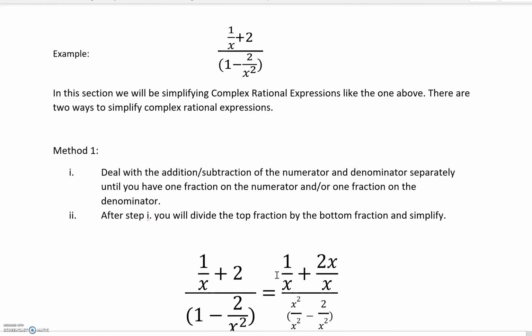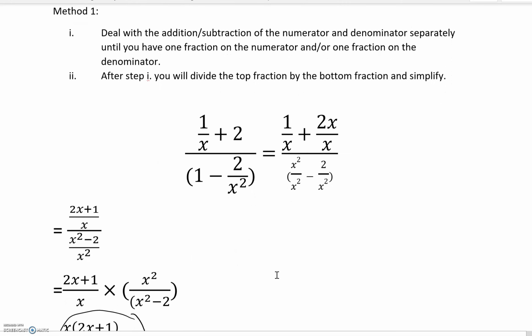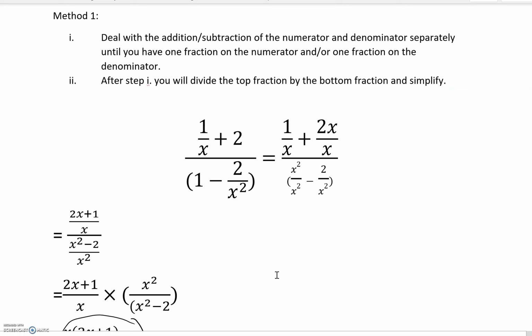There are two ways to do this. The first method is to deal with the addition and subtraction of the numerator and denominator separately until you have exactly one fraction on the numerator and/or one fraction on the denominator. After this step, you will divide the top fraction by the bottom fraction and simplify. Remember how to divide fractions. If you have something divided by a fraction, you will take the reciprocal of the rightmost fraction and multiply it by the leftmost one, or in this case, the top.